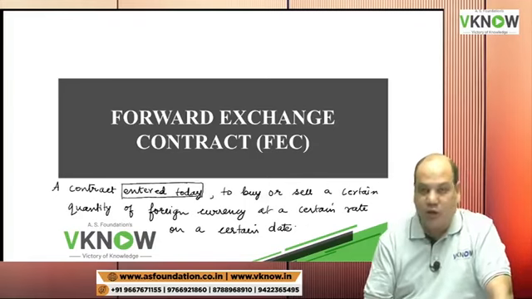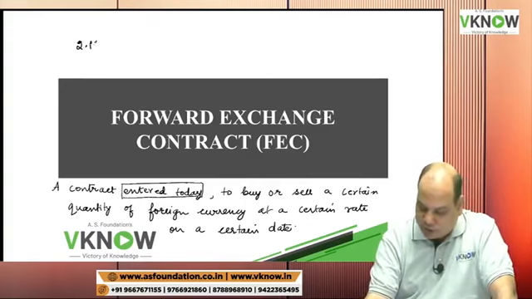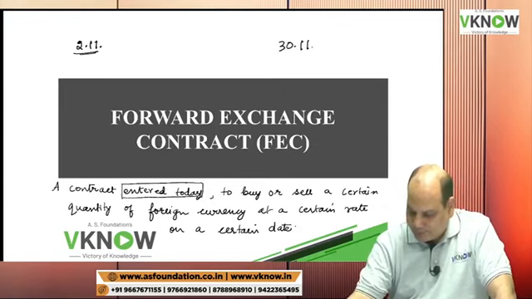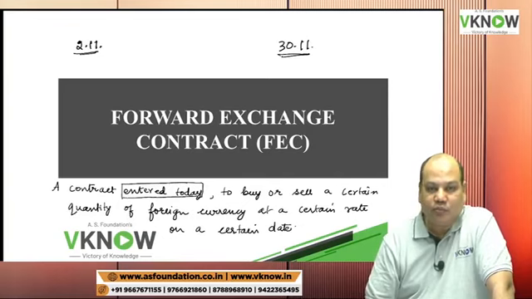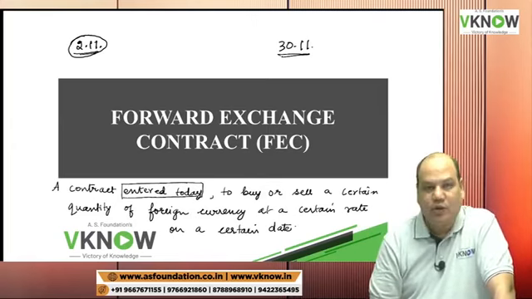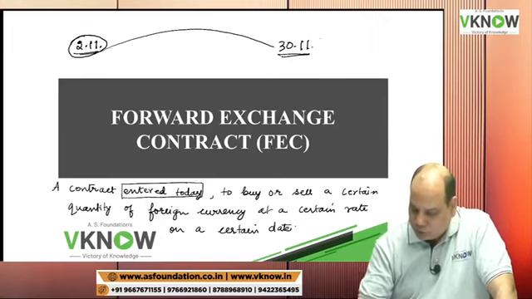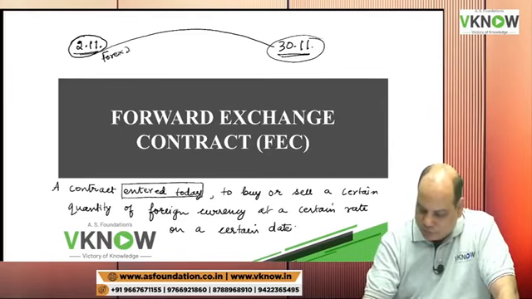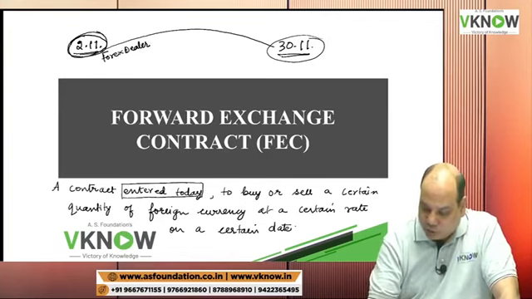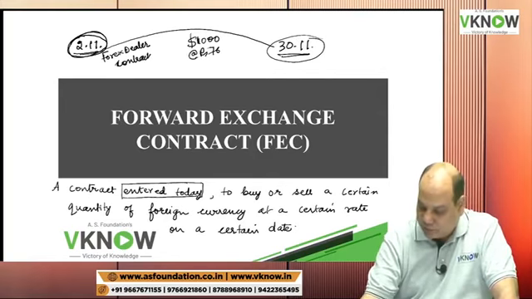So you enter into a contract today. Suppose today is 2nd November and you want to buy foreign currency on 30th November. You are worried that the exchange rate will go up. So what will you do? You will go to a foreign exchange dealer, called a forex dealer, licensed by RBI to deal in foreign exchange. You will go today and enter into a contract today. The contract is that you will buy $1,000 at the rate of rupees 76 per dollar on 30th November.